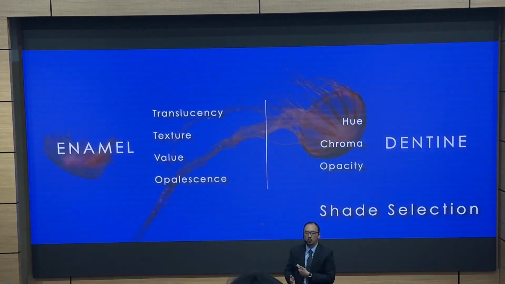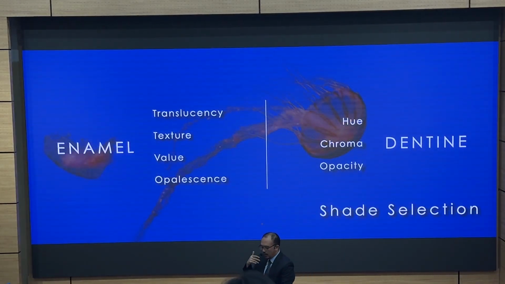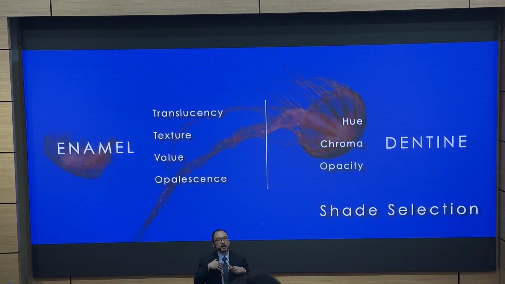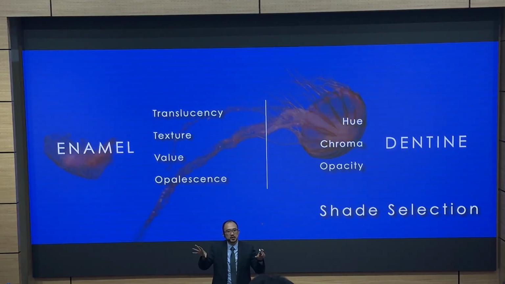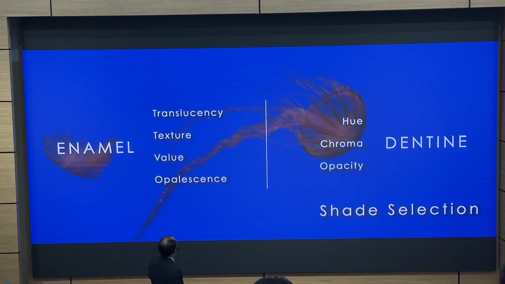Alright? So, what am I trying to say here? I'm trying to say that front teeth are comprised of two different structures that contribute two different sets of properties of aesthetics. Okay? So the enamel is the thing that gives you translucency, that gives you the texture, that gives you the value. Yeah? Whereas dentin is the thing that gives you the hue and gives you the chromacity.